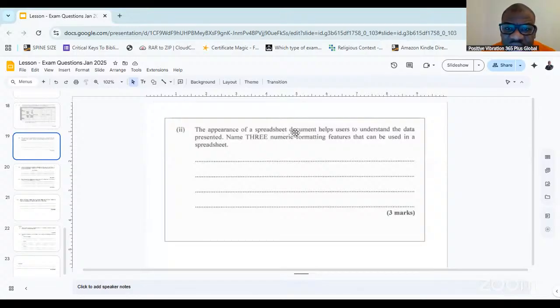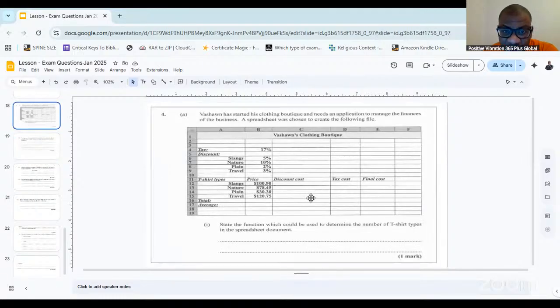The appearance of the spreadsheet document helps users to understand the data presented. Name 3 numeric formatting features that can be used in the spreadsheet. So let's go back here. Numeric type of formatting. Come on. Currency. Currency is one. What else do you say? Look here. Percentage. And decimal.